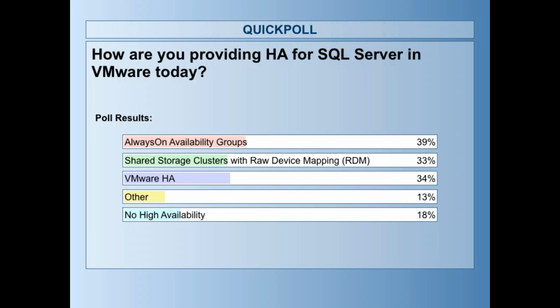We've got 34% of folks using VMware HA, which is the hypervisor level high availability, basically protecting you against host failures, and then other folks are doing other, and 18% have no HA. Okay, good to know. Great, thanks very much, Greg.